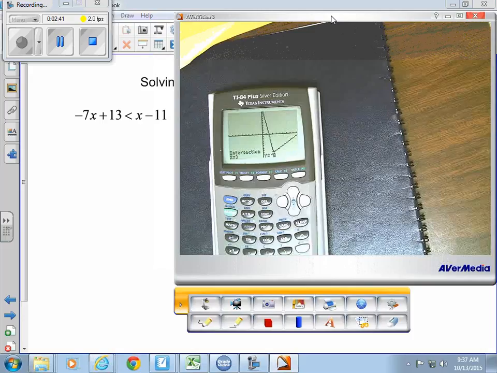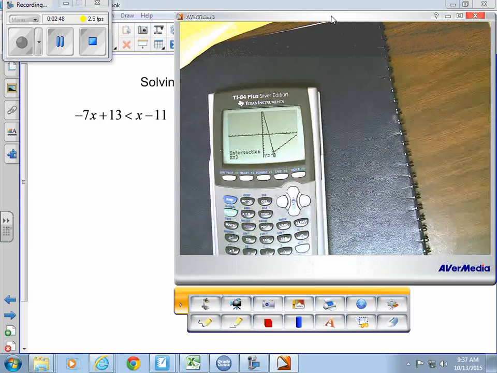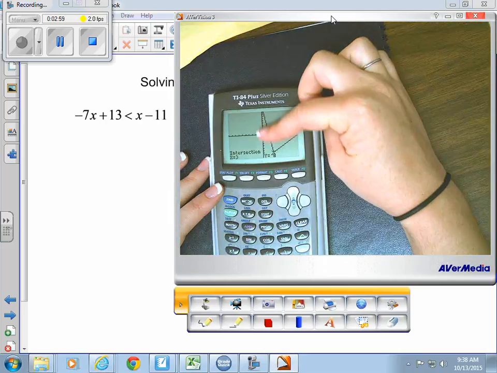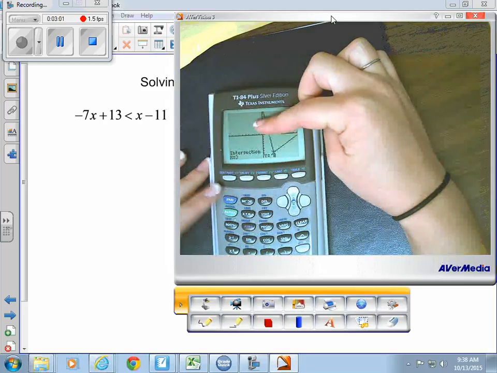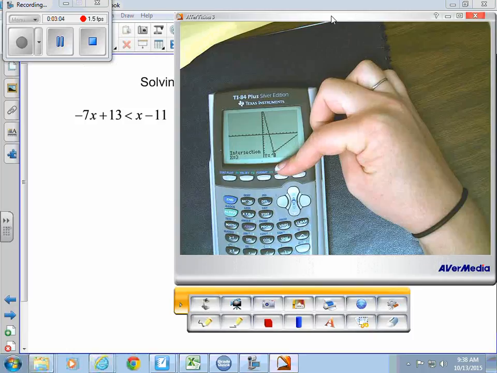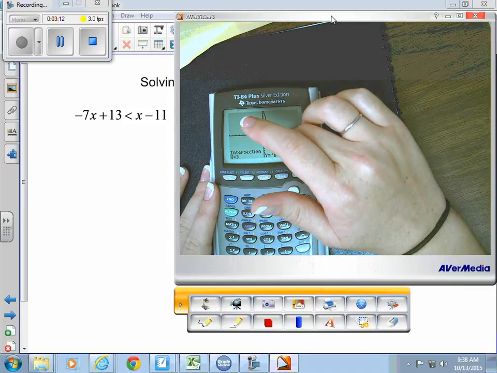So we want the negative 7x plus 13 to be smaller, right? Correct? Yeah. Because the alligator's eating the x minus 11. So we want the negative 7x plus 13 to be smaller. Well, that's this line here. At the beginning, isn't it on top? Yeah. So it's bigger. When does it switch to being below? After 3, right? Yeah. So when x is greater than 3? So graphically, I can tell that the answer is x greater than 3.